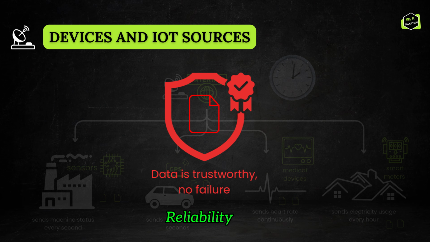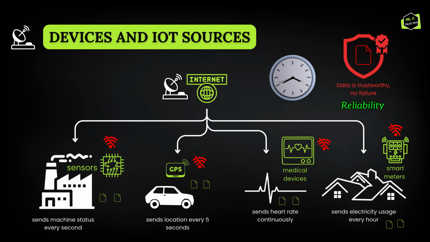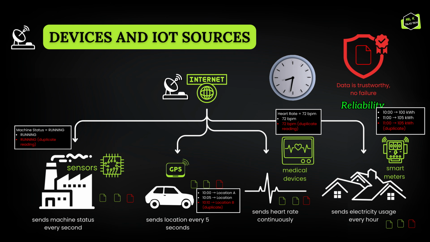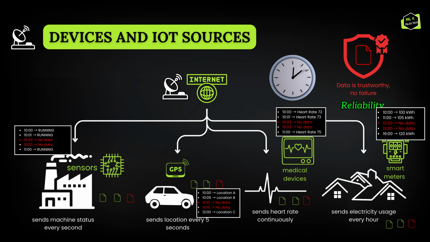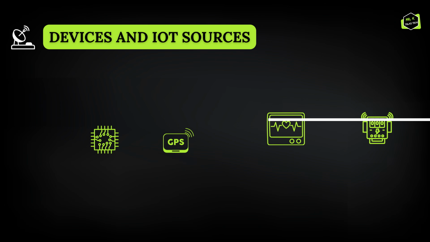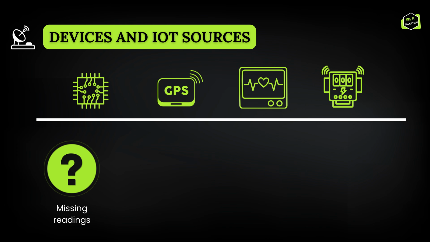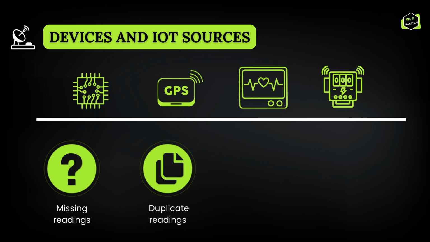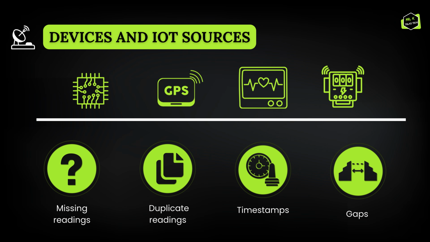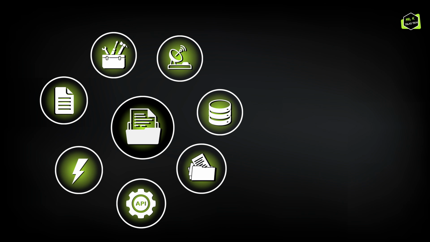The challenge here is reliability. Devices can go offline, networks can drop, readings can arrive late or out of order. Sometimes a device sends the same reading twice, and sometimes it sends nothing for hours. So, when working with device data, you need to think about missing readings, duplicate readings, timestamps, and how to handle gaps in the data.